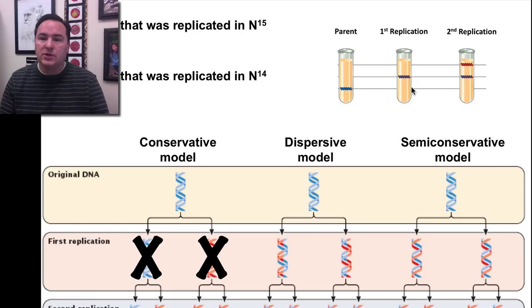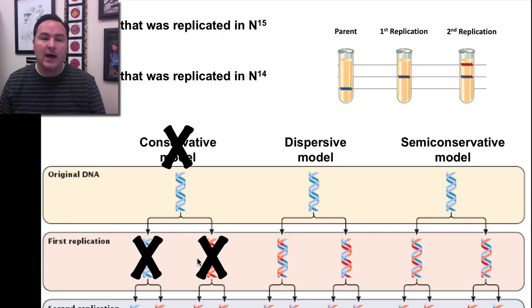So we can then, therefore, because the first replication does not have two bands, rule out the conservative model as being correct. So let's look then at the second replication bands. Up here, again, we now have two distinct bands.